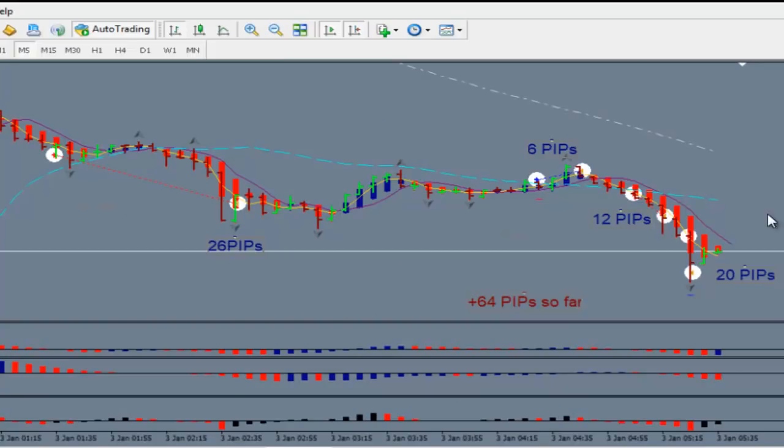Here's another trader. He made 26 pips on that one, 6 pips there, and that's going the opposite direction, and 12 and then 20 pips on all those trades. So you can see that 64 pips watching one currency pair. So that is a key. Once you find a currency pair that is moving nicely, stick with it, and then you can take out some pretty decent pips.